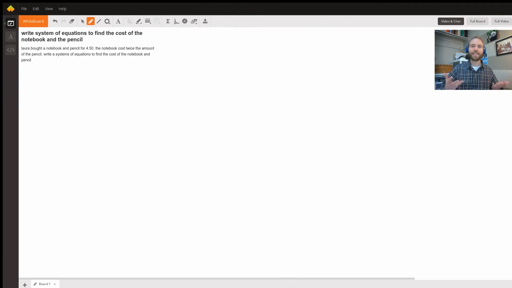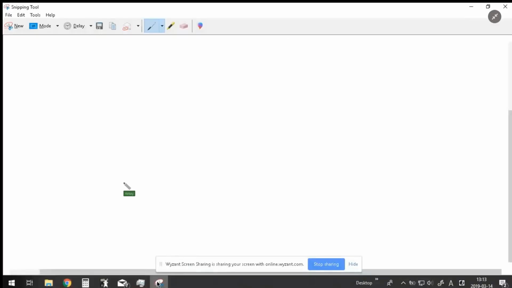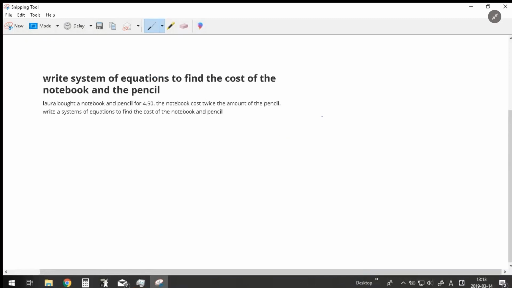All right, Brianna H asks today that we help her find the cost of a notebook and a pencil using a system of equations based on this problem. So let's take a look at this problem. Now I'm going to share screen, and I'm doing that because my graphics tablet needs to do this separately. I can't use the Wyzant platform for that, but here we are.